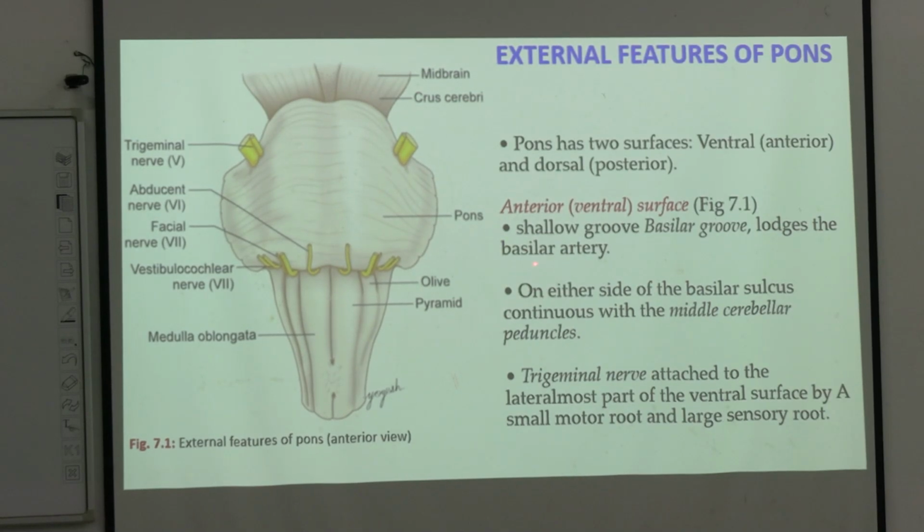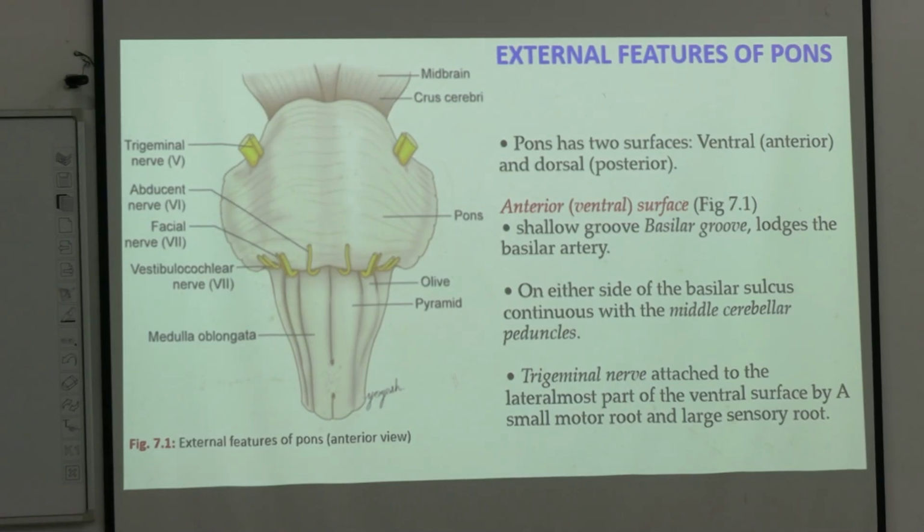Now we talked about the anterior surface, which has this basilar groove lodged by an artery, the basilar artery. At the lateral extreme we have the middle cerebellar peduncle, and in between them we have the trigeminal nerve, which is seen exiting. So this is about the external features present on the anterior or ventral surface.